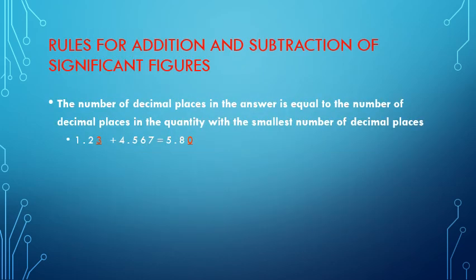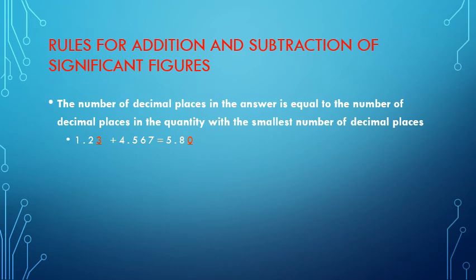Whenever we are adding or subtracting a set of numbers, the answer will always be rounded to the number of decimal places in the quantity with the smallest number of decimal places. So as I look at this example here, essentially what we're saying is that whichever number is the least accurate measurement, our answer is going to be limited to that least accurate measurement. So when I look at 1.23, hopefully you can see that the 1.23 goes to the hundredths place, whereas the 4.567 goes to the thousandths place.